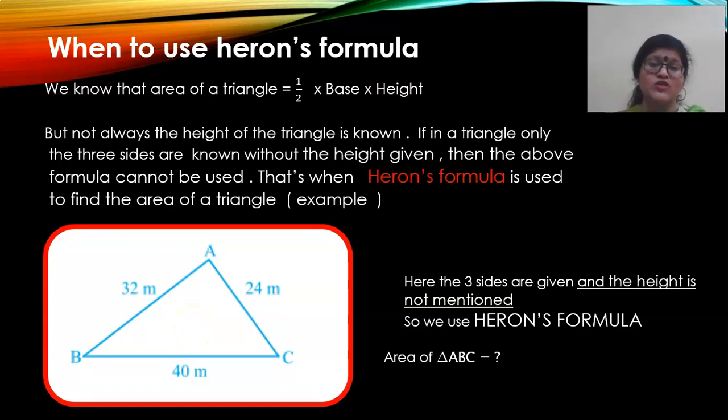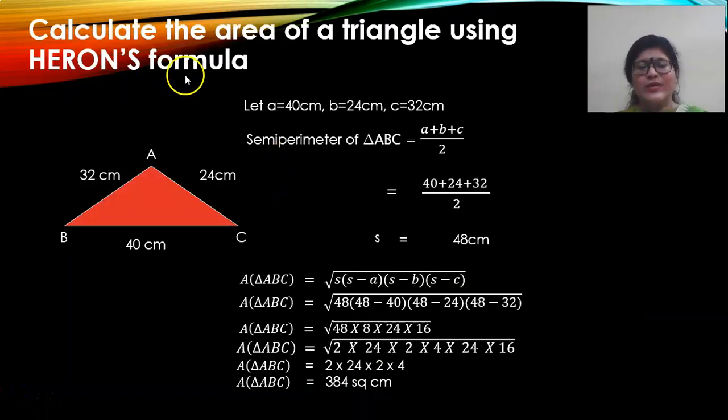So when is Heron's formula used? Heron's formula is used to calculate the area of a triangle when the three sides of the triangle are given and the height is not known. Let us now calculate the area of a triangle using Heron's formula. I have drawn triangle ABC wherein the three sides of the triangle are given.